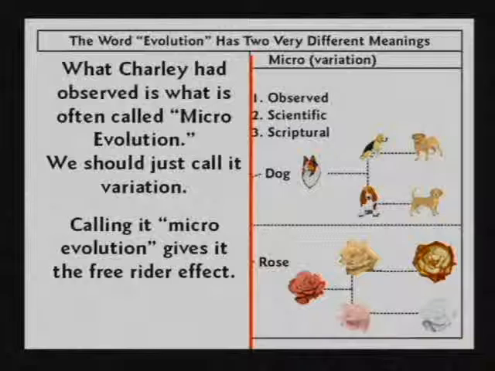Charlie observed what is sometimes called microevolution. I object to the term. I don't think they should use it, but they do, so I'm going to explain it, okay? Microevolution tells us you can see a variety in the dog kind. Dogs produce a whole variety of offspring. This is observable. It is scientific. It is scriptural. It's just a plain fact, okay? It happens. Nobody with half a brain would question that.